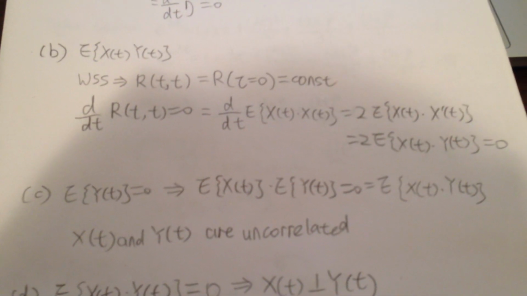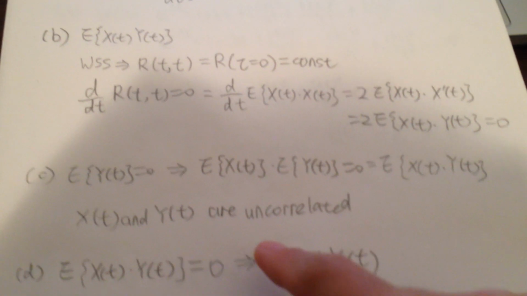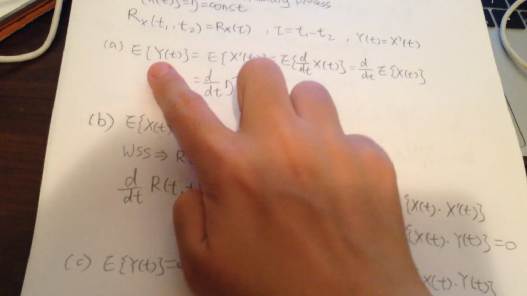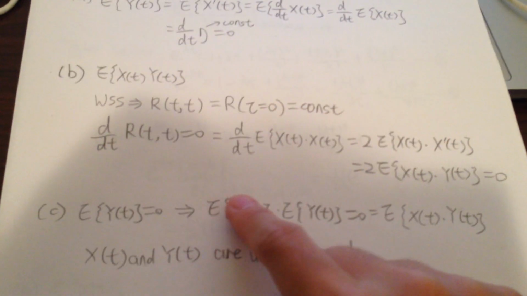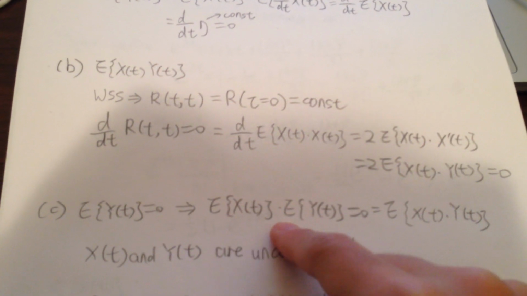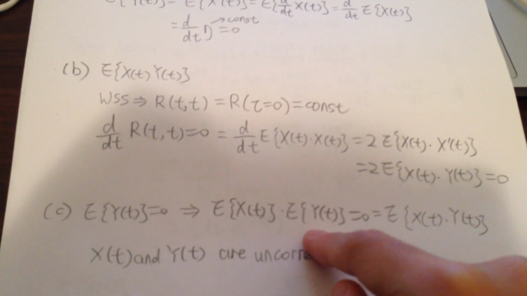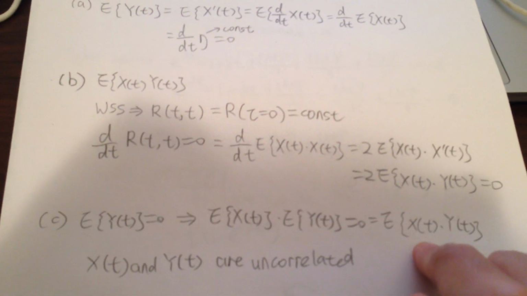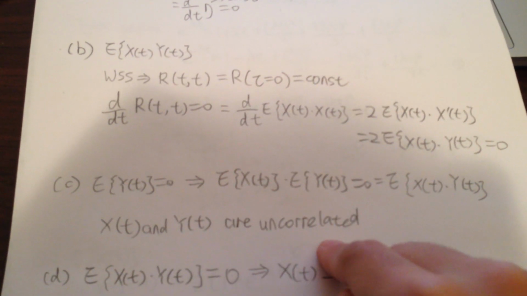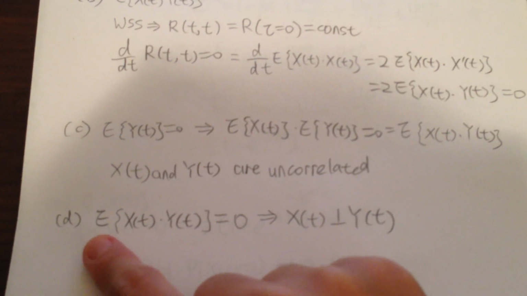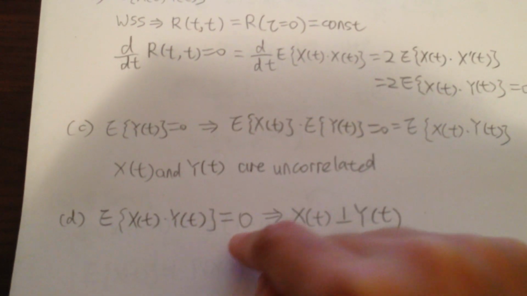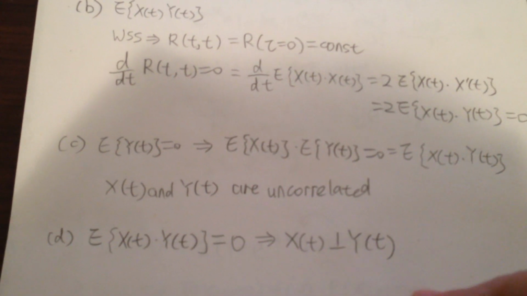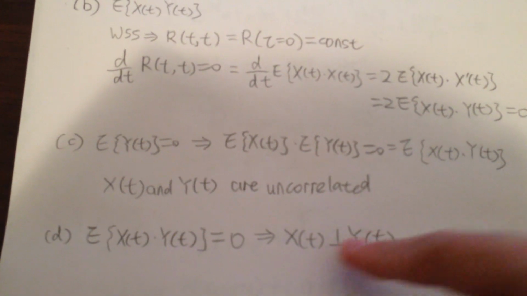So for question C, we need to justify whether x of t and y of t are uncorrelated. From part 1, we already know that the expectation of y of t equals 0. So no matter what the value of the expectation of x of t is, when multiplied with the expectation of y of t, it should always be 0. Then it equals the expectation of x of t times y of t. So they are uncorrelated. And similar to this part, we already know that the expectation of x of t times y of t equals 0. So for the last question, x of t and y of t are orthogonal. So we can prove our answer.